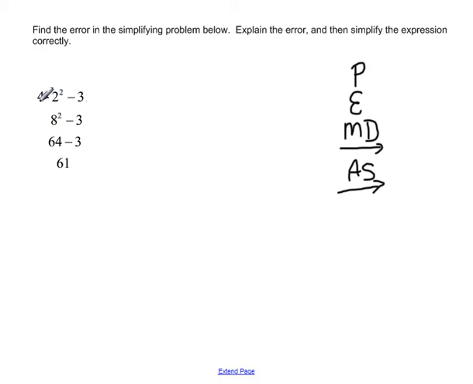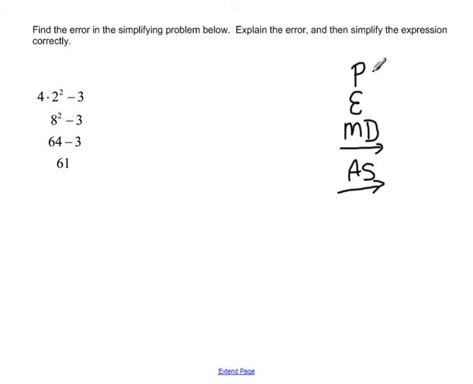So in this problem they took 4 times 2 is 8. 8 squared is 64, and 64 minus 3 is 61. So we might at first look at that and say, well, I don't see the issue with that. But let's come back and check our order of operations.